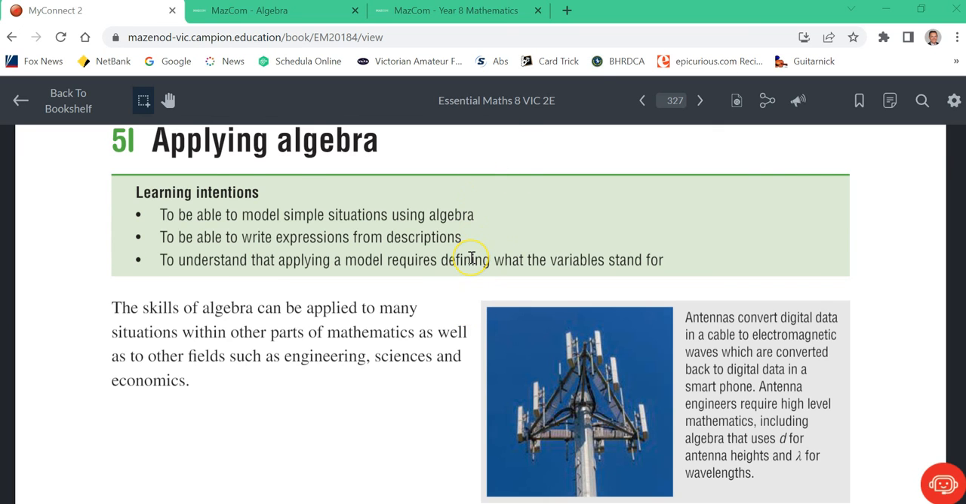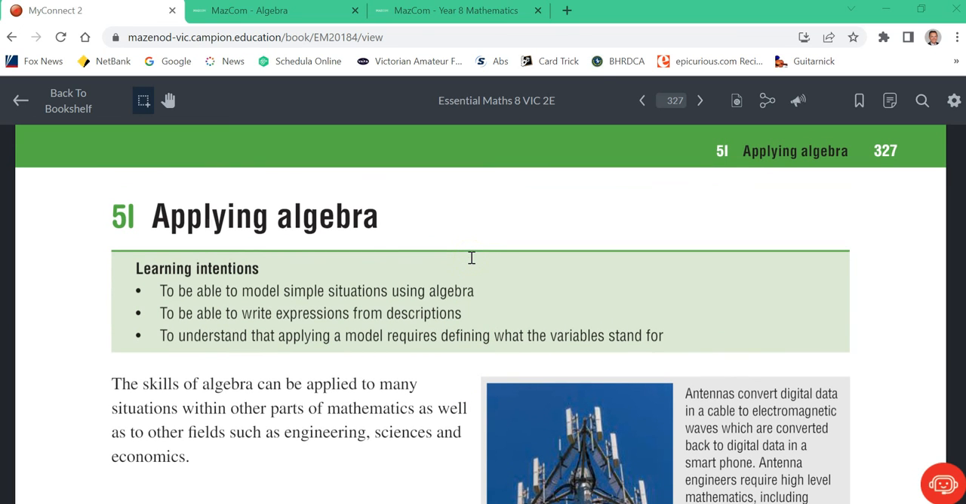Okay, gentlemen, in this period, we want to have a look at 5i, which is applying algebra. Now, we want to be able to model simple situations using either an algebraic term or an equation, and to be able to write expressions from given information. And then to understand that a model requires defining what the variables stand for.